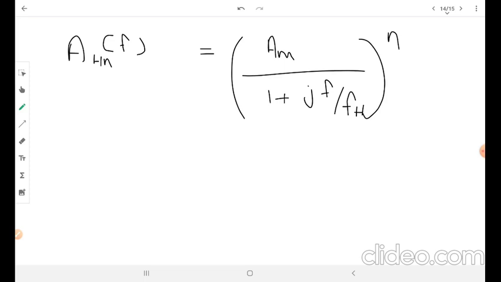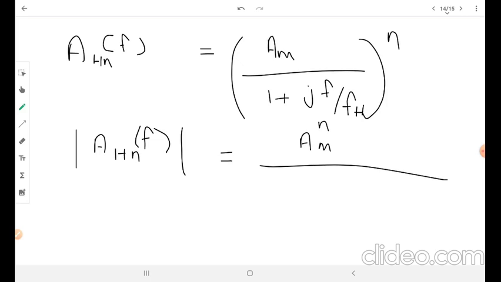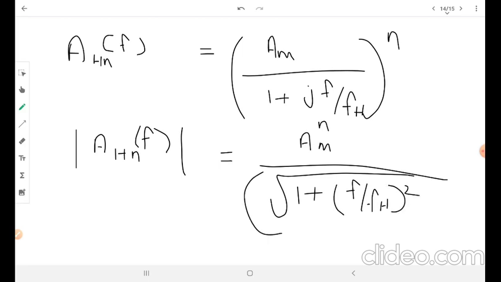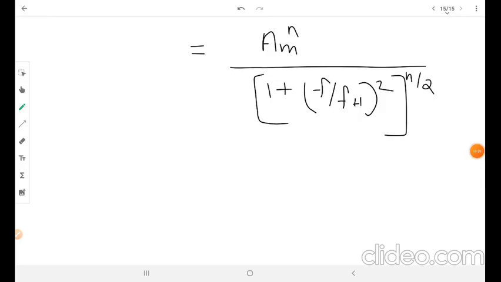So the magnitude we can write as AHN magnitude, that is equal to AM raised to n divided by root of 1 plus f by FH all square, all raised to n. That we can write like this. Let it be our equation 2.